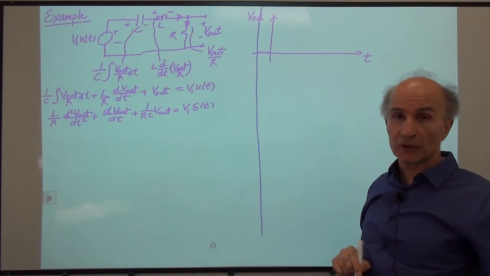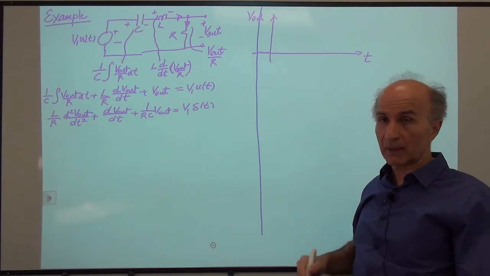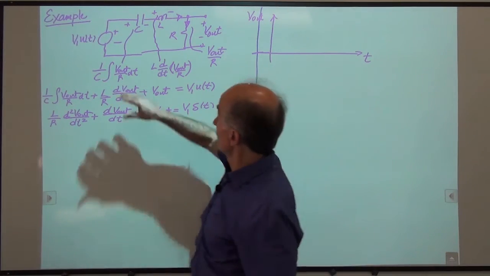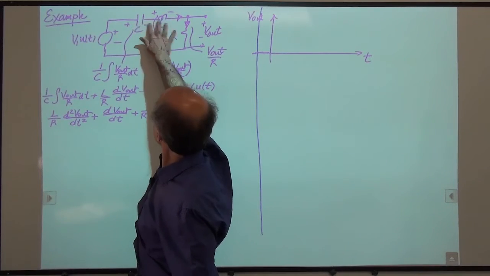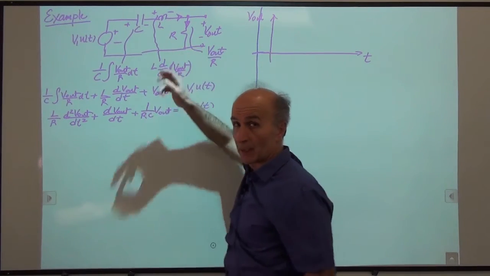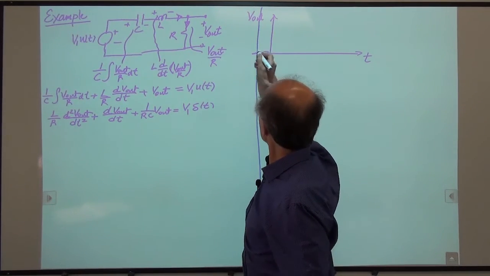Okay, so before time 0, V out is 0. Why? Because there was nothing here. This was 0, and all of these initial conditions were 0, so there was nothing at the output. So V out is 0.